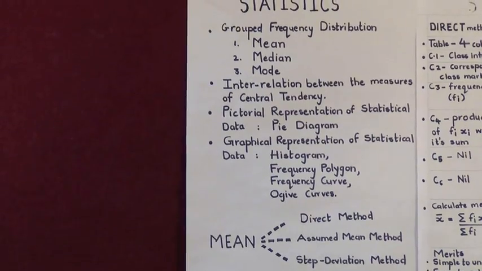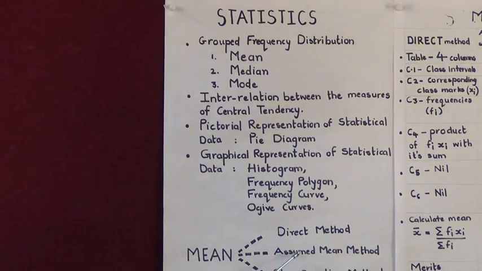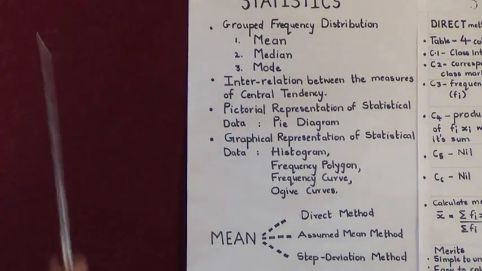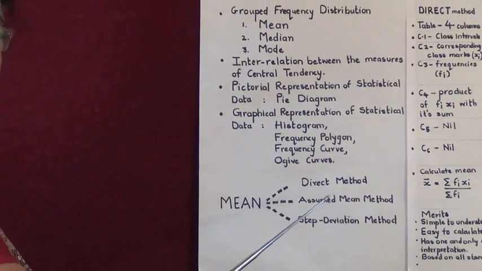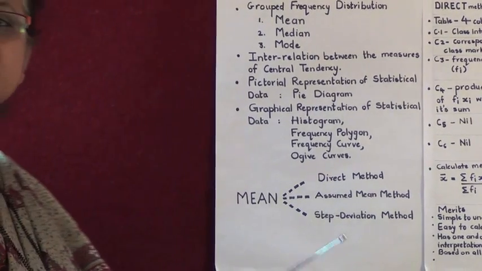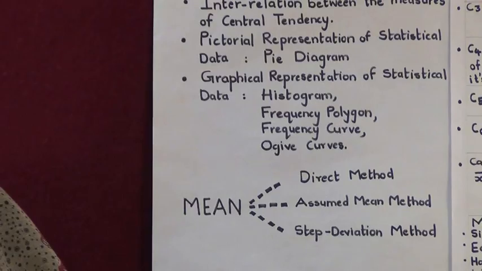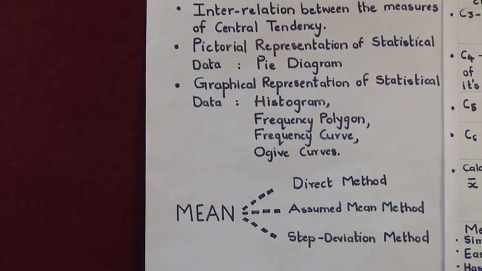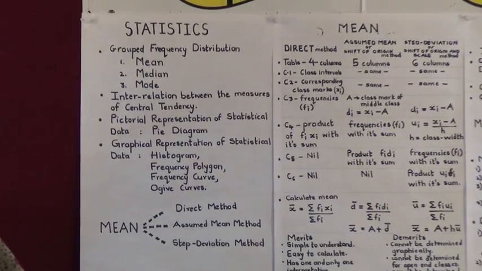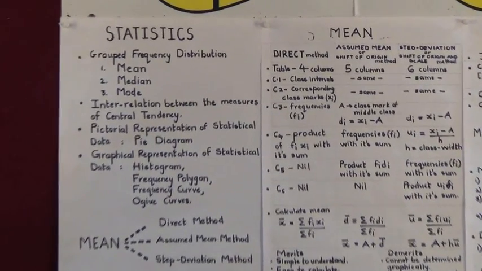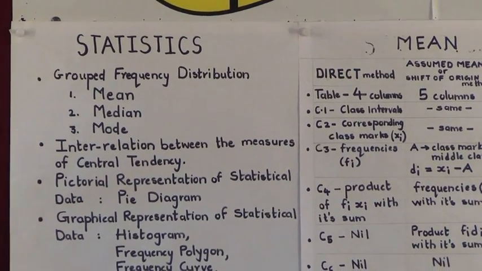To start with, when we learn mean, we have 3 methods of finding mean for the grouped frequency distribution. The first method is the direct method, second is the assumed mean method, and third is called the step deviation method. When we see the 3 methods, we are going to understand the differences of how to calculate them, but the same answer.